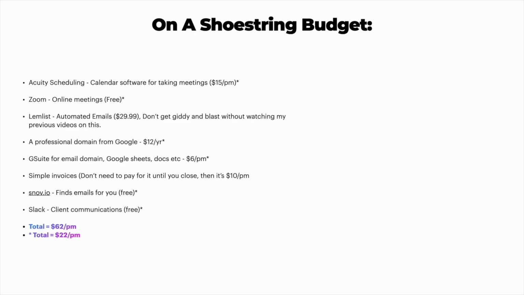So Lemlist is basically an automated email software, which allows you to send out a bunch of emails on blast. Now, I know a lot of you are just going to skip this. You're going to exit out of this video and go set up Lemlist and blast a whole bunch of businesses from some scraped leads without watching my previous videos on this. So do not do that, because it never works.